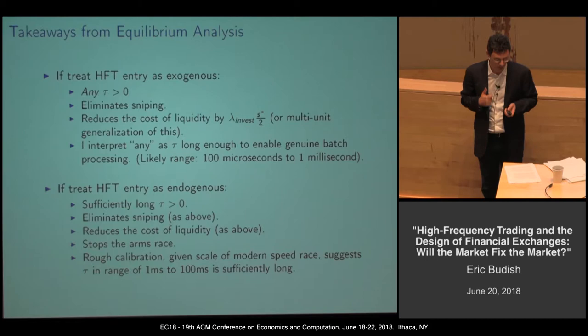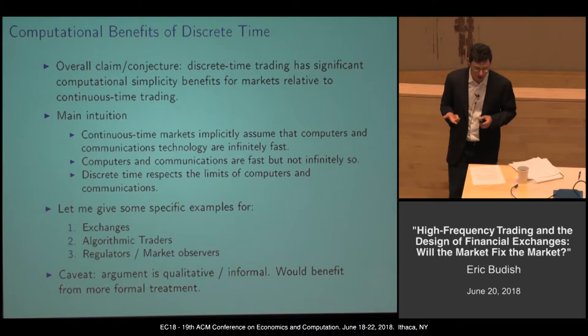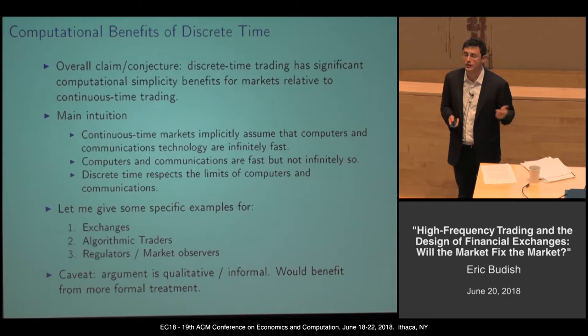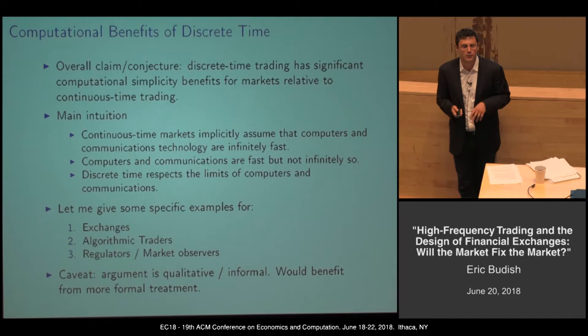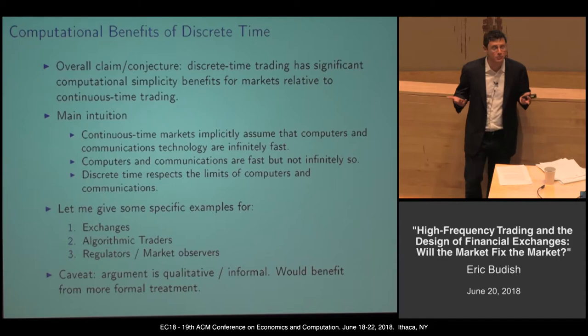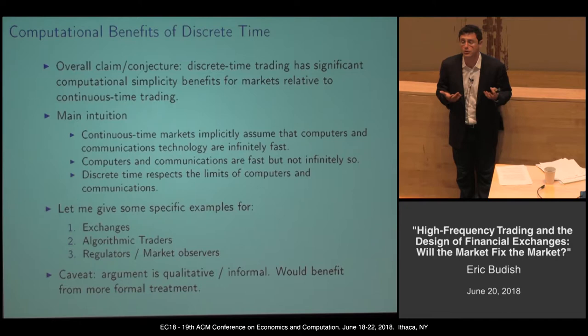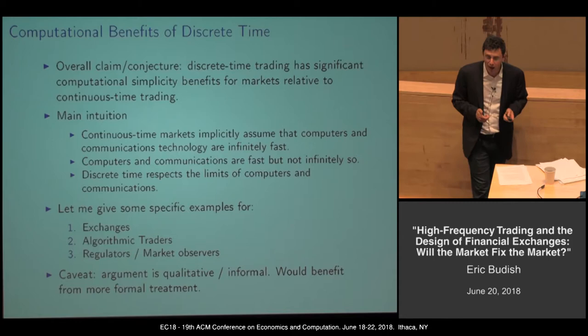So the main theoretical arguments in the paper for discrete time batching are that it eliminates sniping, stops the arms race, and enhances liquidity. We also conjecture, and I want to spend a few minutes on this with this audience in particular, that discrete time has significant computational advantages over continuous time trading. The basic observation is that computers and communications technology are really fast, but not infinitely fast. Continuous time markets sometimes implicitly assume in funny ways that communications and computers are infinitely fast, whereas discrete time respects computational limits.